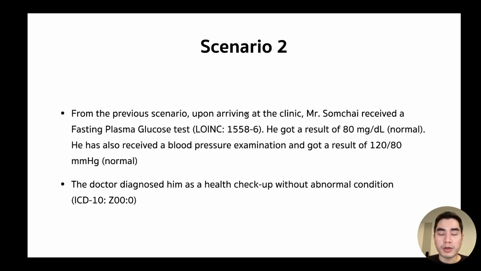Scenario 2. From the previous scenario, upon arriving at the clinic, Mr. Somchai received a fasting plasma glucose test. This test has a LOINC code like this, and he got a result of 80 mg per deciliter.